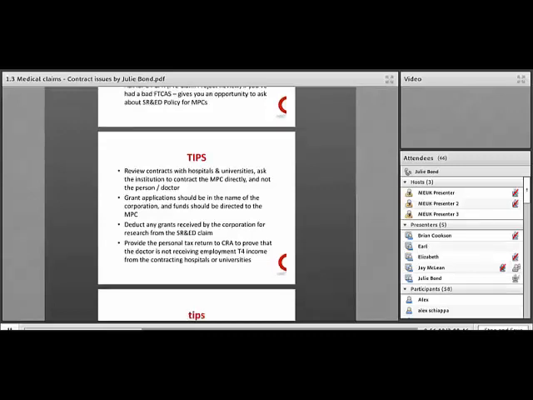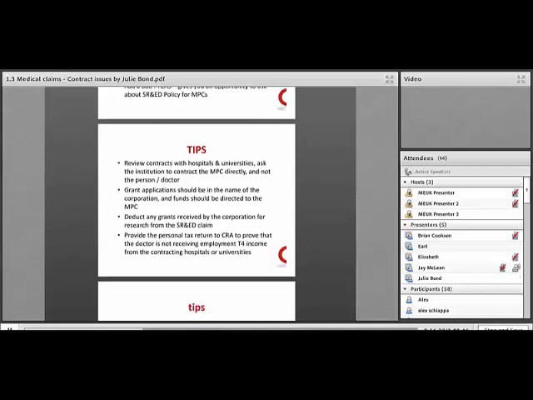Grants should be in the name of the corporation and should be funded directly to the MPC. We should deduct any grants received by the corporation for the SR&ED claim. I think that's obvious. And you can provide the personal tax return to CRA to prove that the doctor is not receiving employment T4 income from any of the contracting hospitals or universities, and this would dissolve any argument with regards to employment.